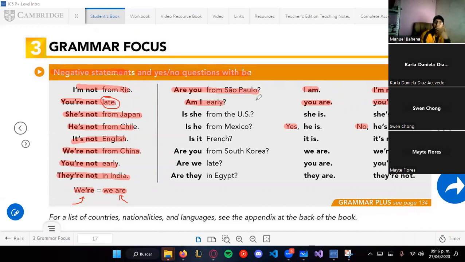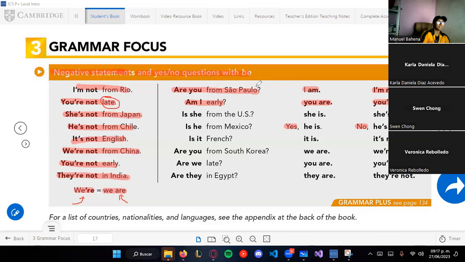¿Qué significa esta? Sería como de eres temprano. Am I. Yo. Early. Temprano. ¿Estoy temprano? ¿Llegué temprano? Am I early? Yes, you are. Sí, sí lo estás. No, you're not. No lo estás. O no, no lo estás.